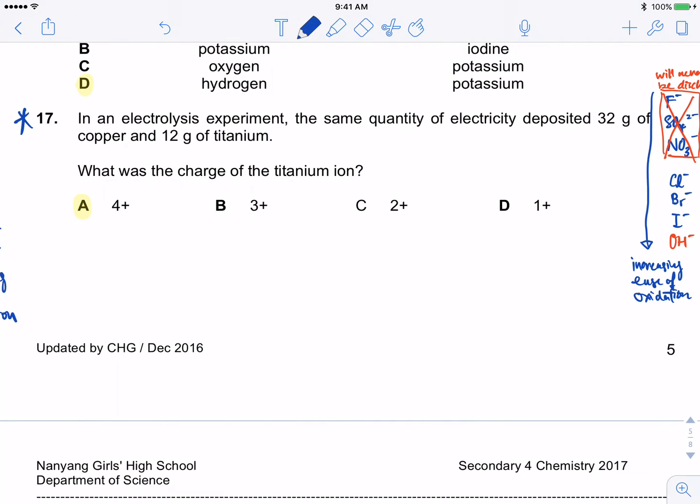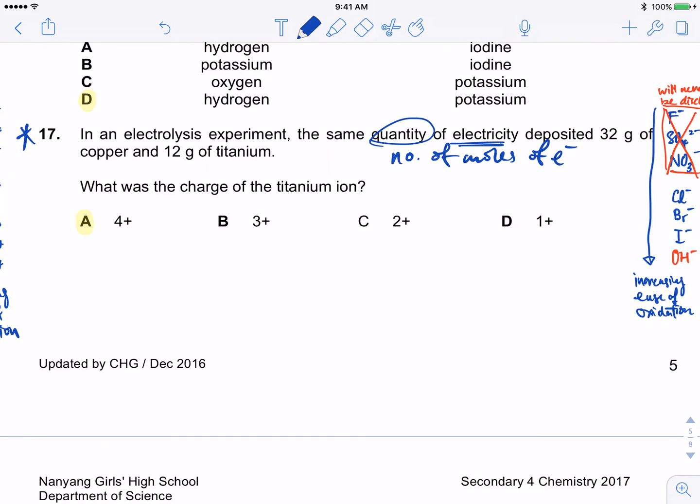Okay, question 17. Again, a lot of people got this wrong. In an electrolysis experiment, the same quantity of electricity. Now, when they talk about quantity of electricity, we again think about the number of moles of electrons. Deposited 32 grams of copper and 12 grams of titanium. So first, we need to calculate the number of moles of copper here. Okay, copper, the mass number is 64, so 32 divided by 64 gives us 0.5.